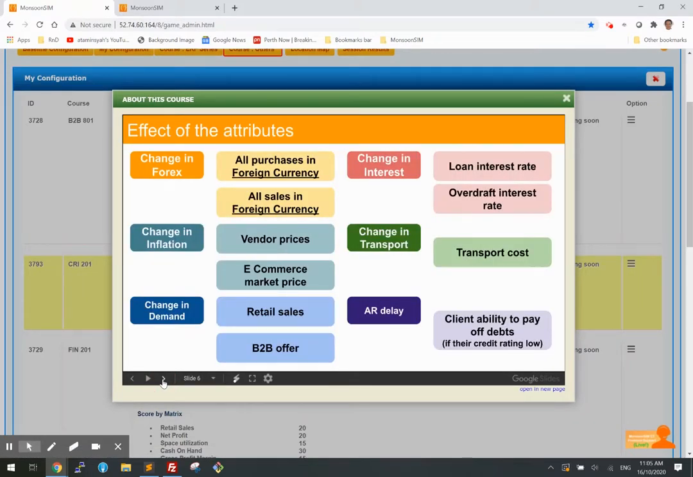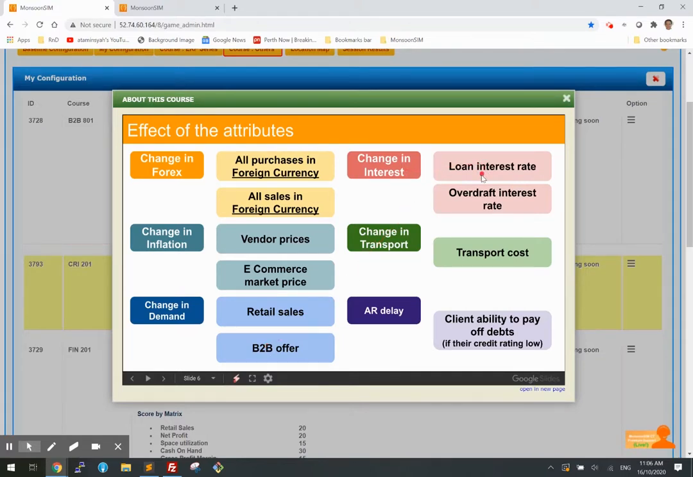These are the impacts. If you have a change in foreign exchange, then all purchases in foreign currency will get affected, as well as all sales in foreign currency. If you have a change in inflation, then the vendor prices will be affected, as well as the e-commerce market price. If you have a change in demand, then retail sales demand as well as B2B will get affected.